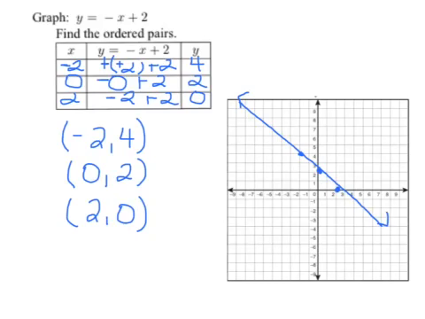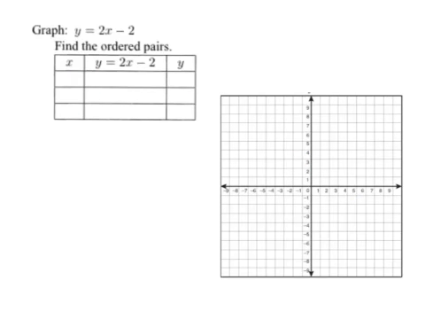This is a good way to check yourself. If by chance one of your points was way over here, that would tell you that something's wrong with that point, and go back and check it. They should form a line. And let's try one more.